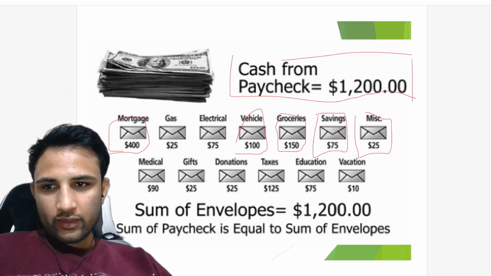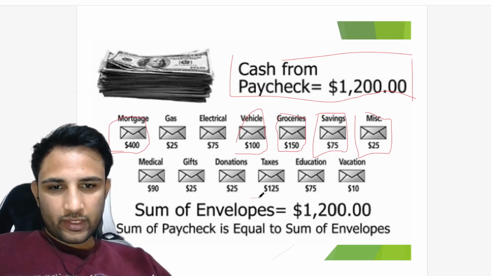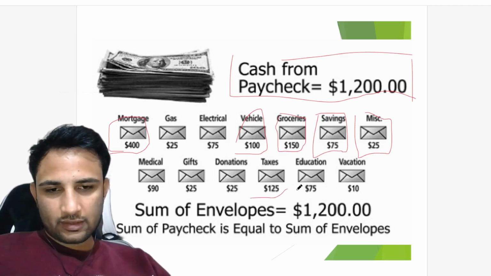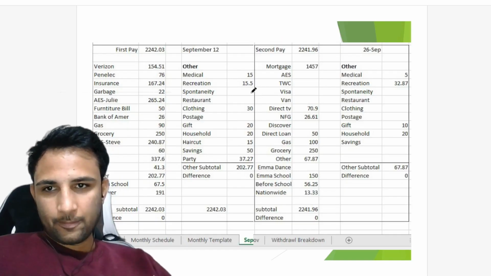For gifts, we have $25. For donations, $25. For taxes, $125. For education, $75, and for vacation, $10. So the sum of all expenses equals $1,200, which is our weekly earning from a job.